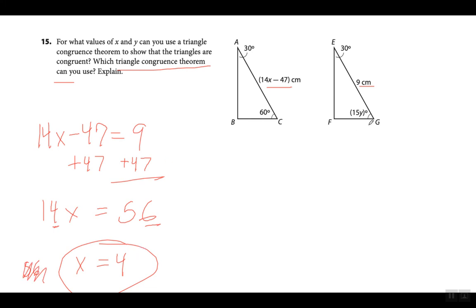Now let's solve for y. Okay, by the triangle sum theorem, if this angle is 30 and this angle is 60, this one has to be 90 so that they'll all add up to 180. Same thing here. If this one's 30, and actually, hold on. By ASA, just like the last one, that means these two triangles are congruent. So that would make this angle 90 degrees, all right?